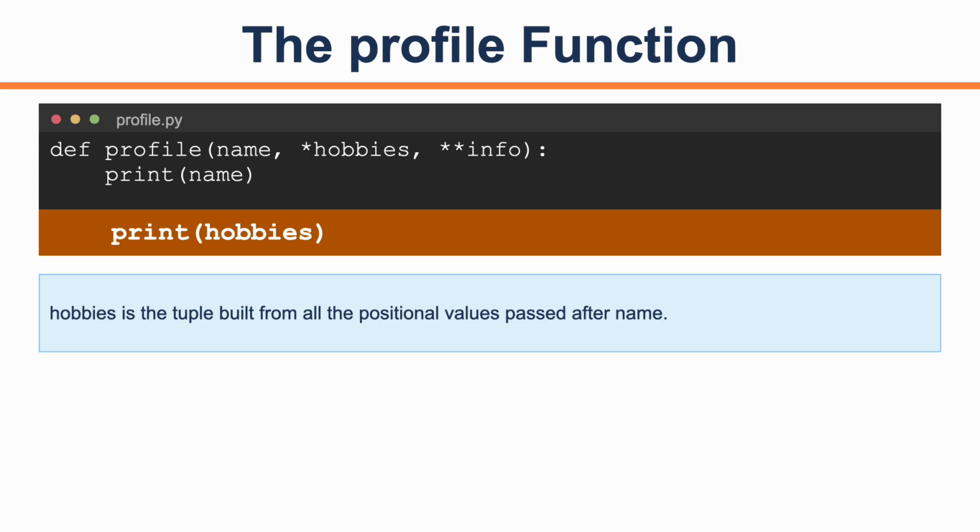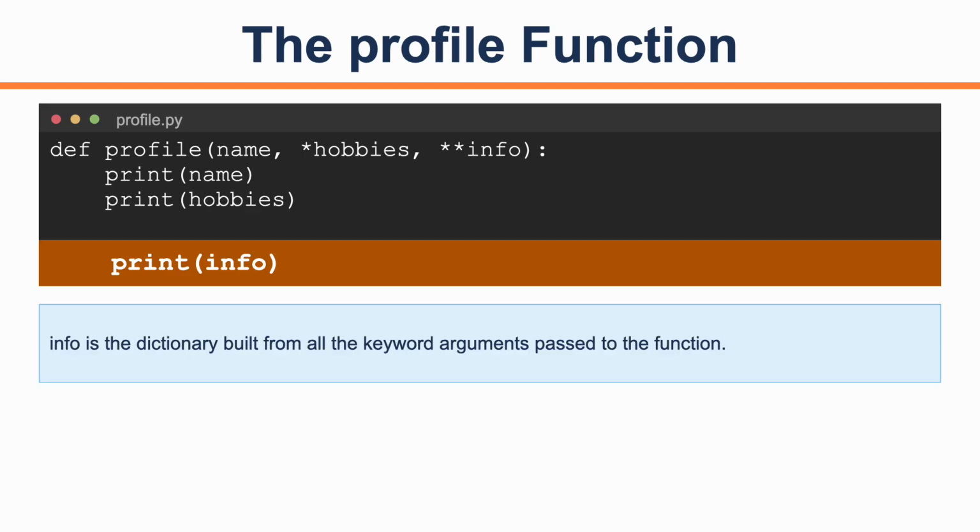Next, hobbies is printed. This is the tuple built from all the positional values passed after name. If no extra positional values are passed, hobbies will simply be an empty tuple. Finally, info is printed. This is the dictionary built from all the keyword arguments passed to the function. If no keyword arguments are provided, info will be an empty dictionary.